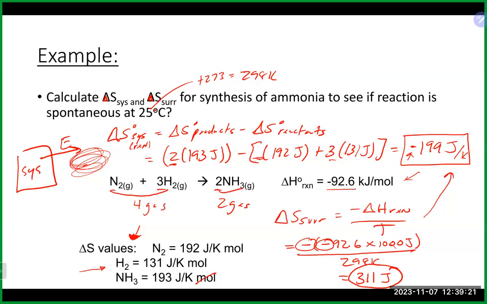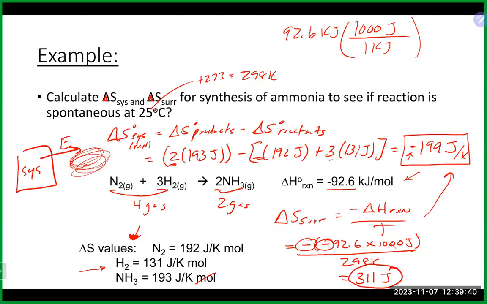Yes. Divide by 1,000, the 92.6 in kilojoules, or no, because it's 92.6 kilojoules, and 1 kilojoule there would be 1,000 joules. So we'd be multiplying. But yeah, other questions on that?